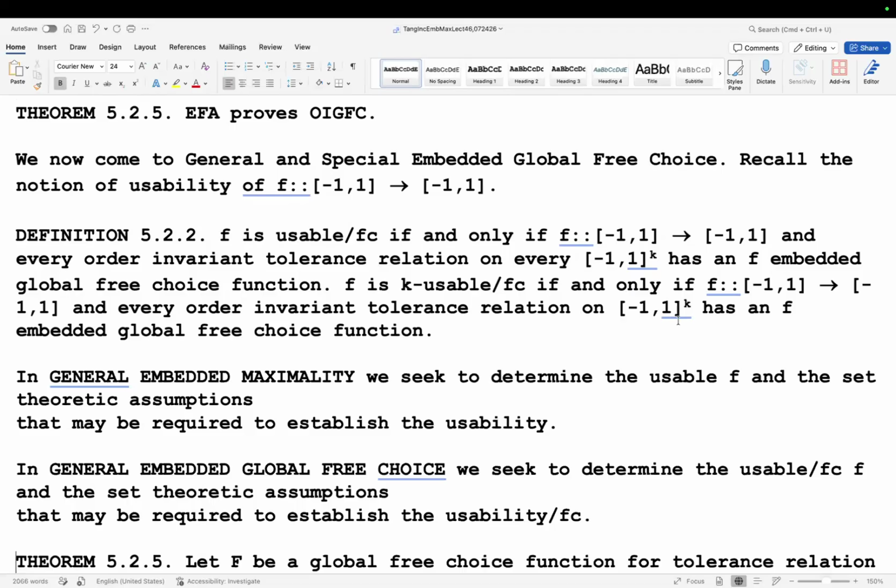In general embedded maximality, we seek to determine the usable F and the set theoretic assumptions that may be required to establish the usability. This is old. The new thing is that I upgraded chapter 3 to say general and special embedded maximality. And now we do it for global free choice. In general embedded global free choice, we seek to determine the usable free choice F, FC meaning free choice, and the set theoretic assumptions that may be required to establish the usability of free choice.